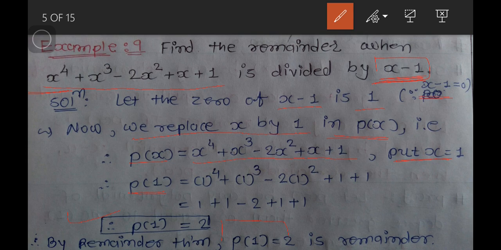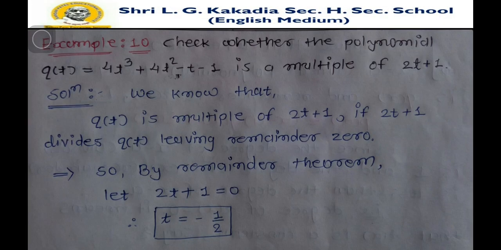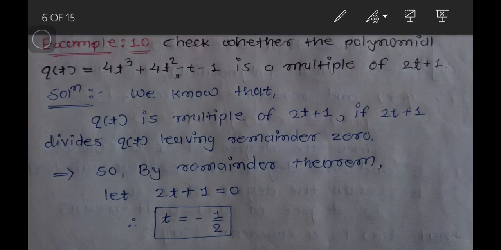What is a linear polynomial? So here x minus 1 is a linear polynomial, so you can find its zero, and you put the value of the zero in p of x, and then you get the remainder of p of x. Let us understand by one more example. Example number 10.